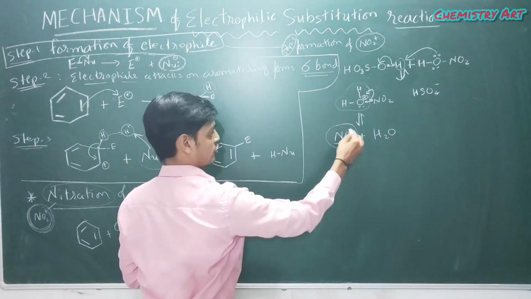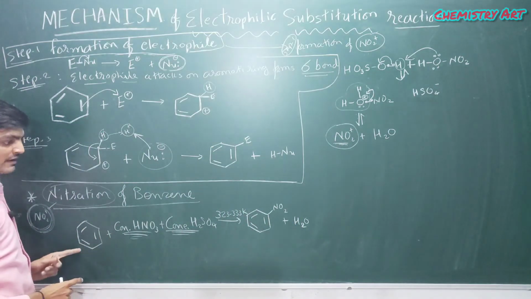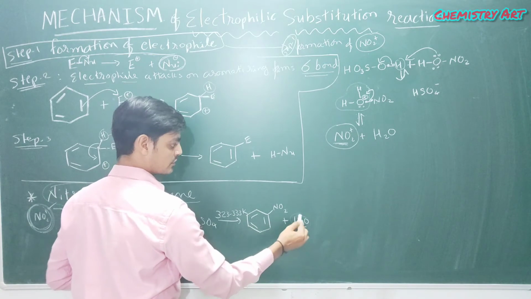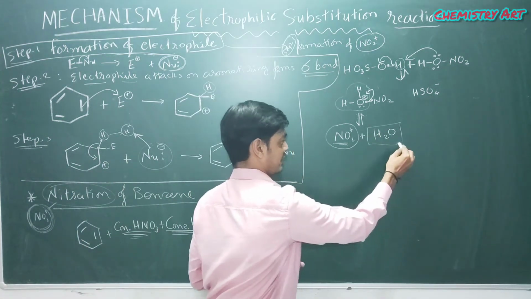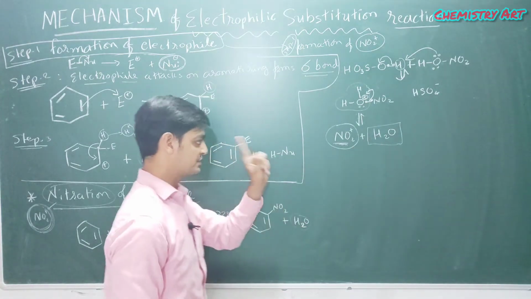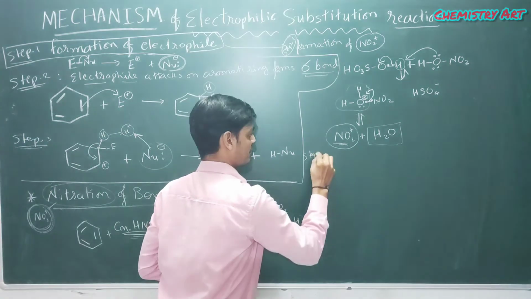In the nitration we were getting H2O, and this H2O is nothing but the H2O which we are getting here. So the first step is completed. Now the step number 2. What is step number 2?